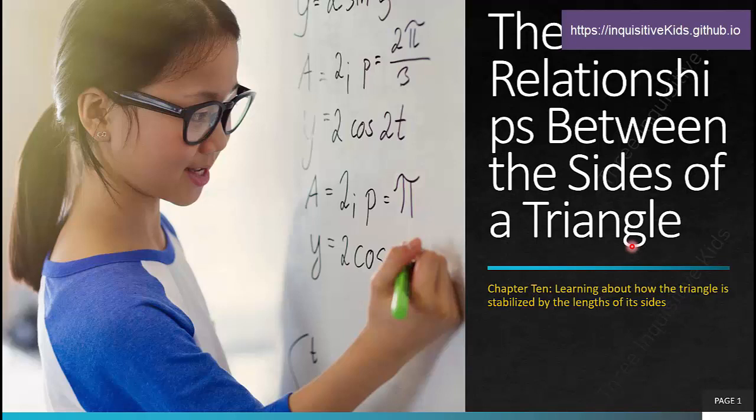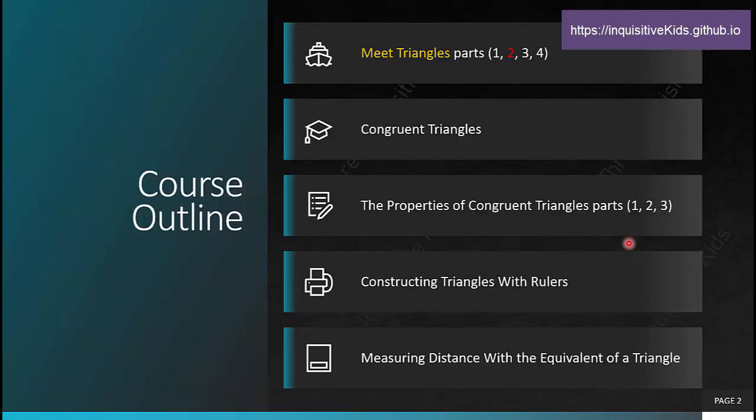In the last lesson, we learned all about how the interior angles of a triangle always add up to 180 degrees. We also learned how to classify triangles by whether they are acute, obtuse, or right. Now, in this lesson, we are going to be learning about the relationships between the sides of a triangle, learning about how the triangle is stabilized by the length of its sides. This is Meet Triangles Part 2.